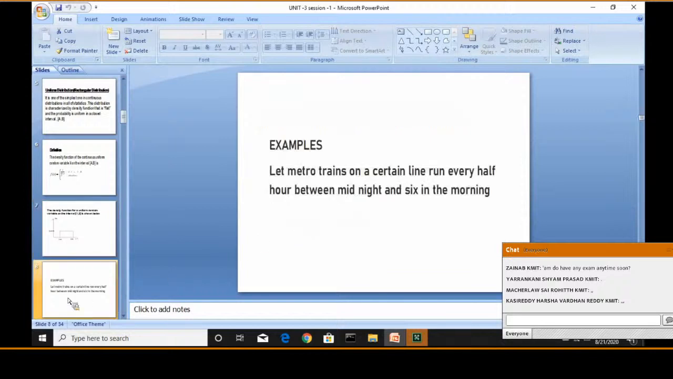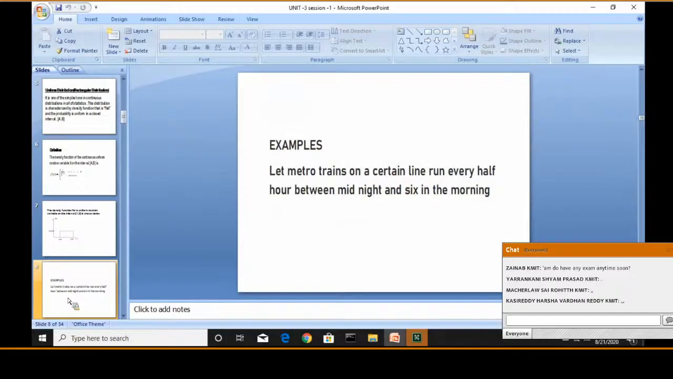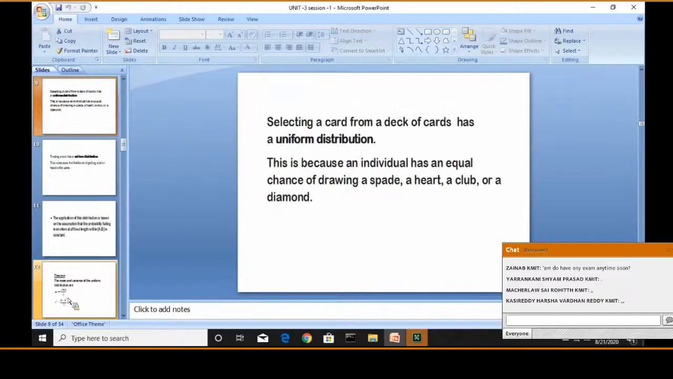Next, the example I have already told you, so no need of reading it again. The metro train I have told you. When the problem comes, I will tell you to note down. One point you can note down is the probability density function, 1 by b minus a. Since we will be writing the quiz also, it will help you if you remember the probability density function.